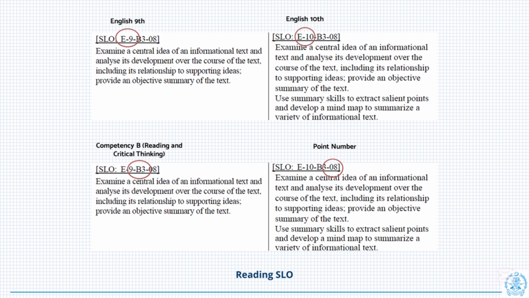The second part, B3, or any similar code, represents the competency area. For example, B3 in this context relates to reading and analyzing informational texts. The last part, 8, indicates the specific point or learning objective within the competency. It helps break down the larger competency into smaller, measurable outcomes.